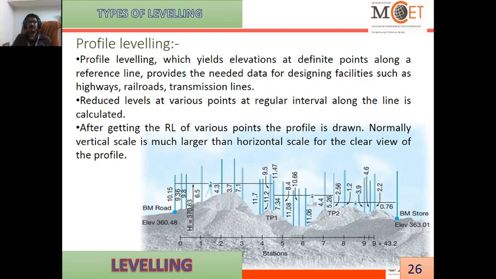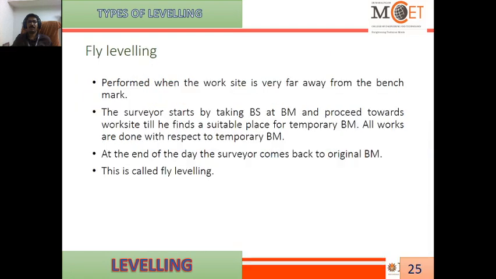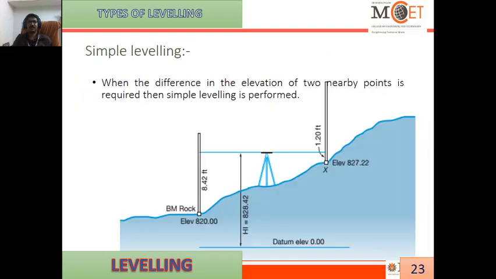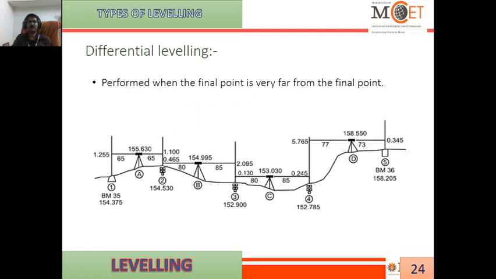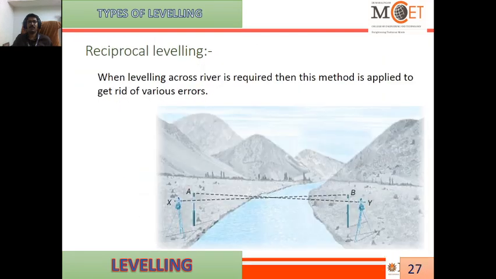So till now we have seen reciprocal leveling, profile leveling, fly leveling, differential leveling, and simple leveling. All the 6 types we have seen.